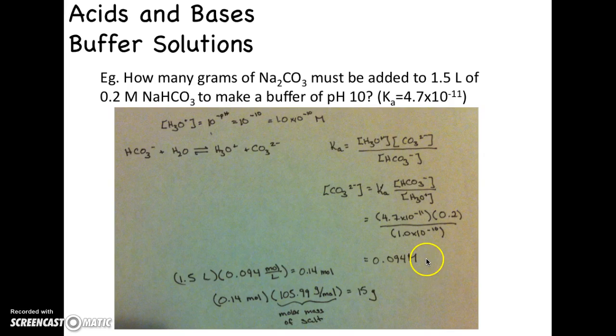So the next step you're going to have to do is figure out how many moles you need, knowing that your concentration is in moles per liter. So multiply by the liters of solution that you need to have, 1.5 liters, to figure out how many moles you need of that species. And then it's really straightforward. We're calling back to last semester to figure out how many grams you have. Just multiply by the molar mass of your salt. So in this case, if you add 15 grams of that conjugate salt to solution, you'll have a buffer with pH 10.